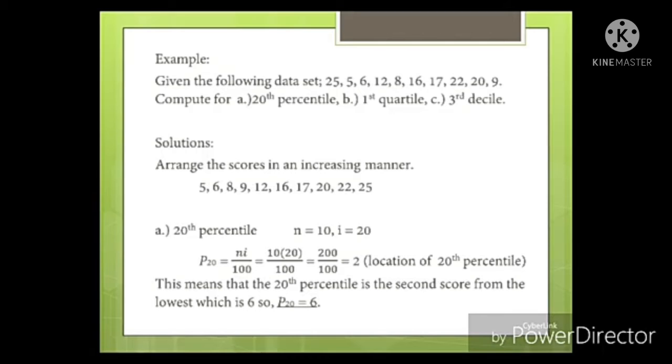We will use the formula P20 is equal to n i over 100. We will replace the n with 10 and i with 20. After that, multiply 10 by 20, the answer is 200. Then divided by 100, the answer is 2. 2 is the location of the 20th percentile. This means that the 20th percentile is the second score from the lowest, which is 6. So P20 is equal to 6.